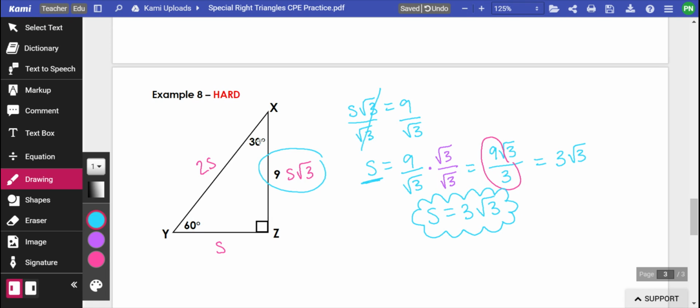So across from 30 degrees is s. So that means this side. Oh, that's not what I meant. So this side is 3 radical 3. And then my hypotenuse is double that. So 2 times 3 radical 3. Miss Giuliani told us that we want to multiply the numbers in front. So this turns into 6 radical 3. And that is it.